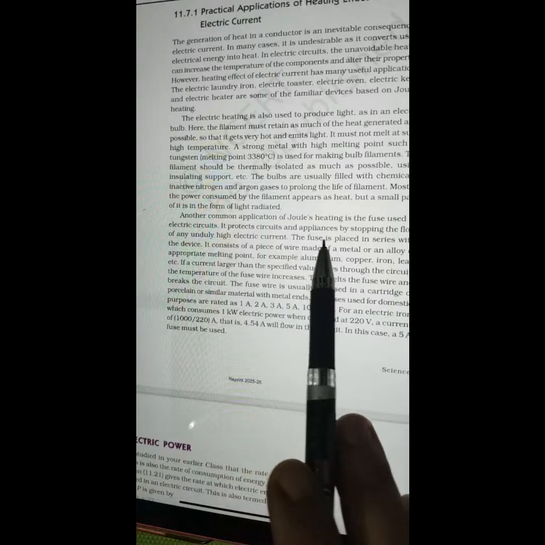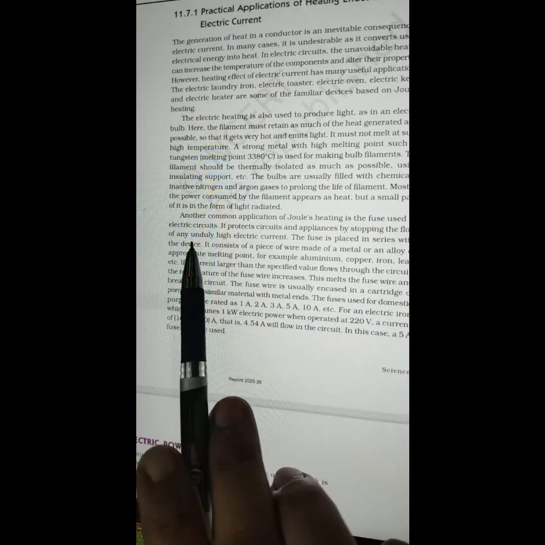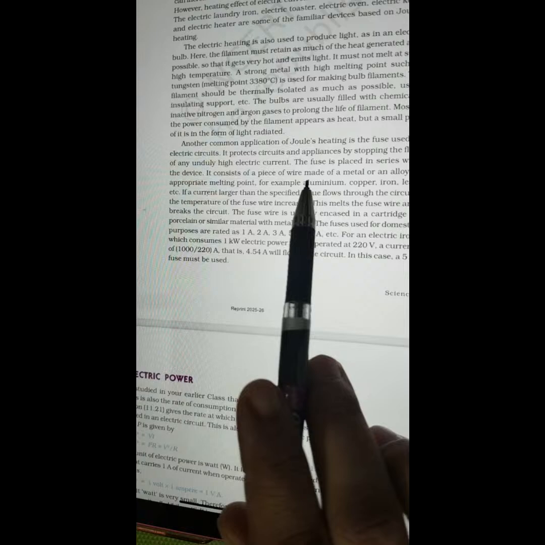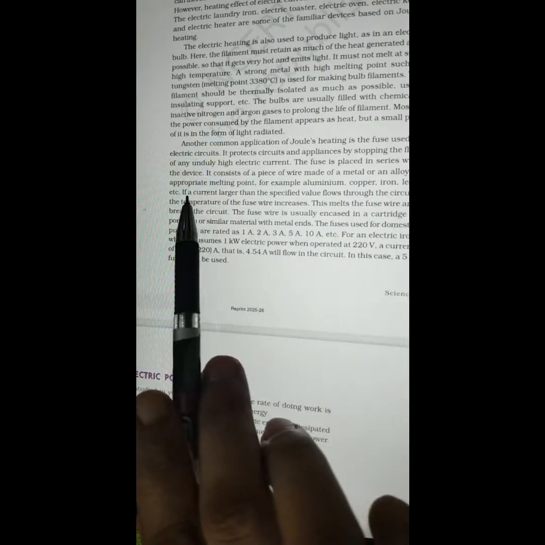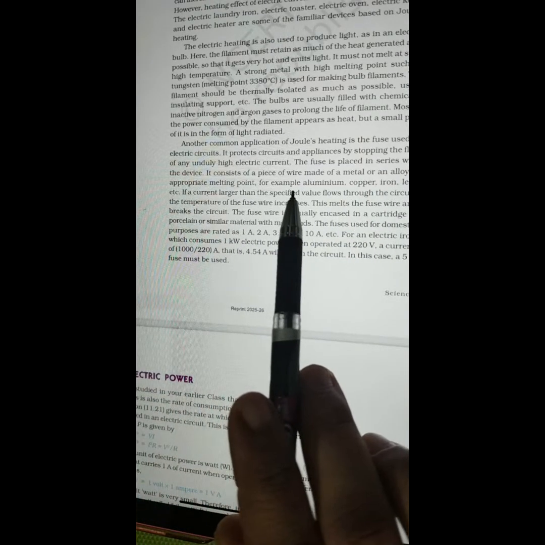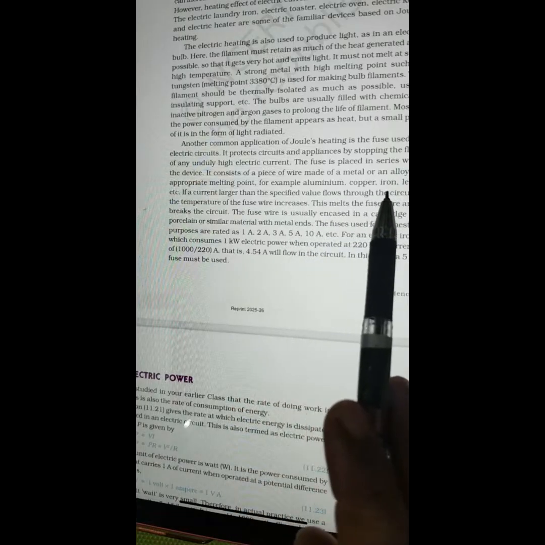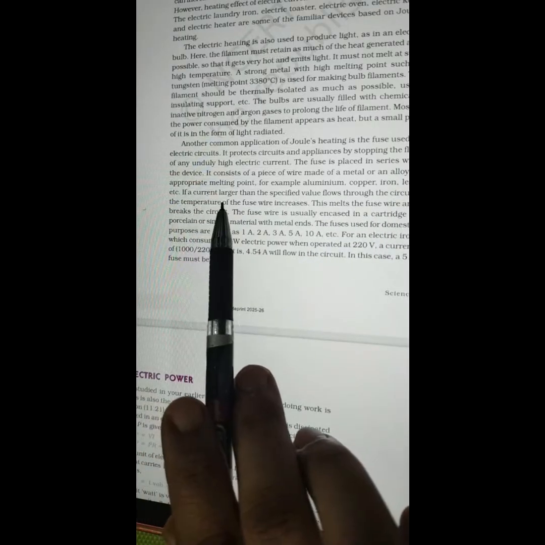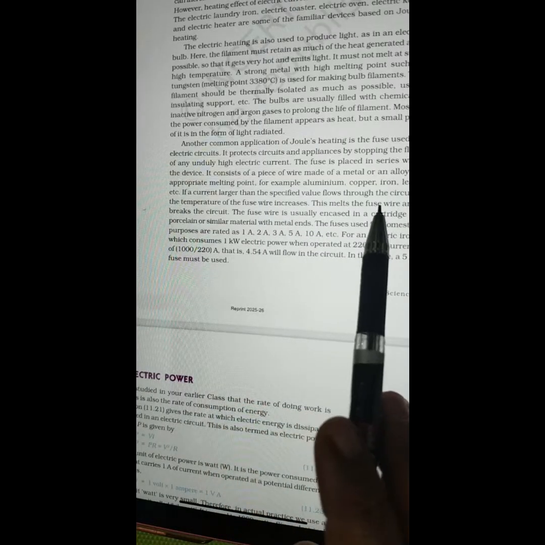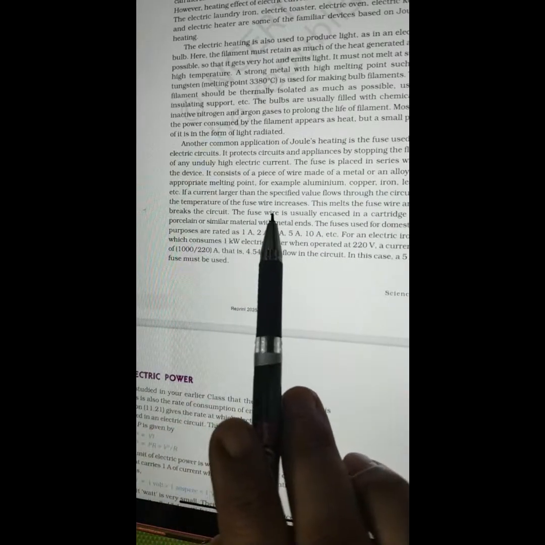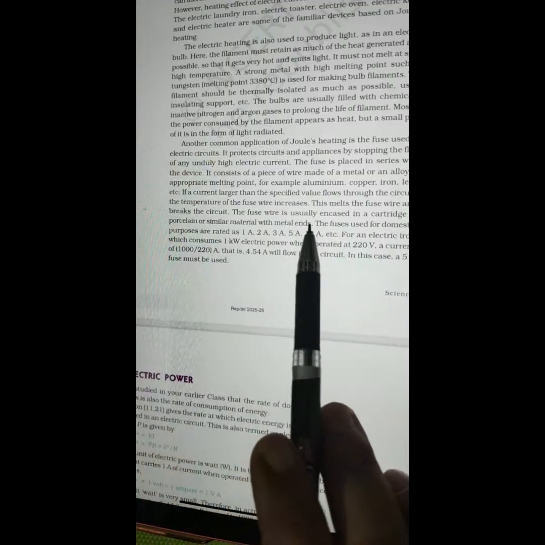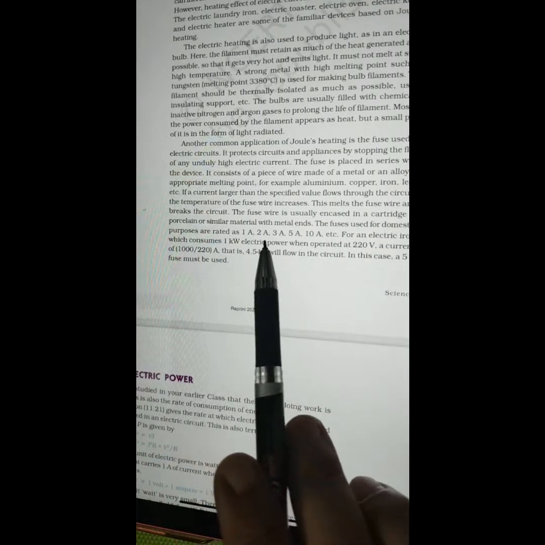It protects circuits and appliances by stopping the flow of any unduly high electric current. The fuse is placed in series with the device. It consists of a piece of wire made of a metal or an alloy of appropriate melting point, for example, aluminium, copper, iron, lead, etc. If a current larger than the specified value flows through the circuit, the temperature of the fuse wire increases. This melts the fuse wire and breaks the circuit. The fuse wire is usually encased in a cartridge of porcelain or similar material with metal ends.